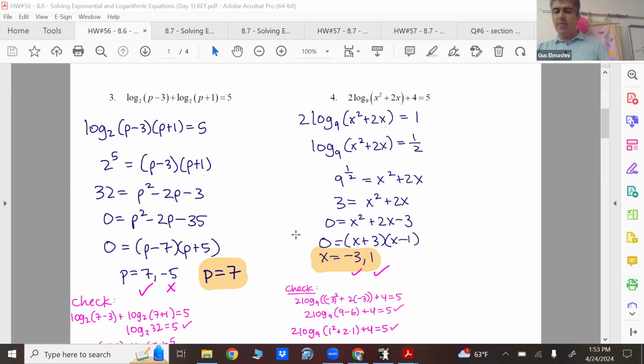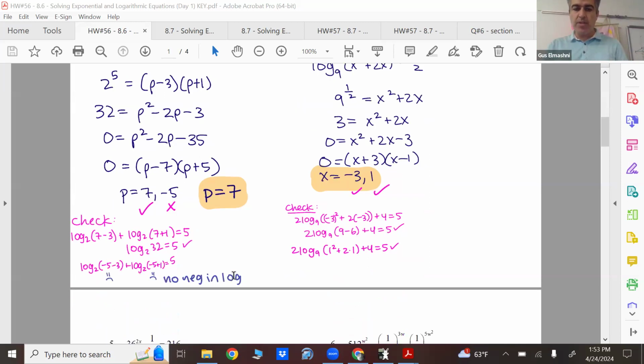And just be careful, because even if the answer is negative, it may still work. Sometimes a positive value may not work, right? So you've got to be careful and just make sure the inside stays positive. For 4, move the 4 over, then divide by 2, then undo the log, and you should be fine after that. And of course, you should know your fraction exponents.